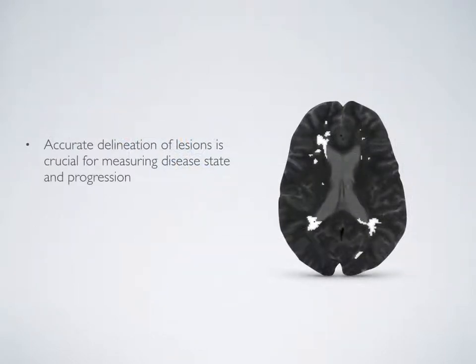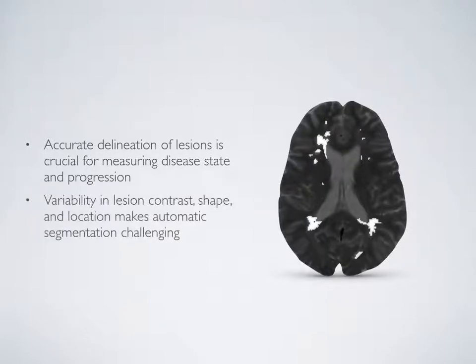Accurate segmentation of lesions is required to compute important MS biomarkers, such as lesion count and lesion volume, which are frequently used to measure disease state and progression. However, MS lesions vary greatly in contrast, shape, and location, which makes the automatic segmentation challenging.